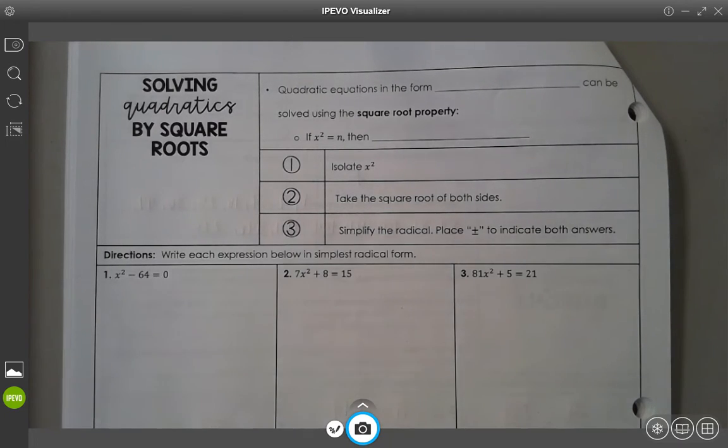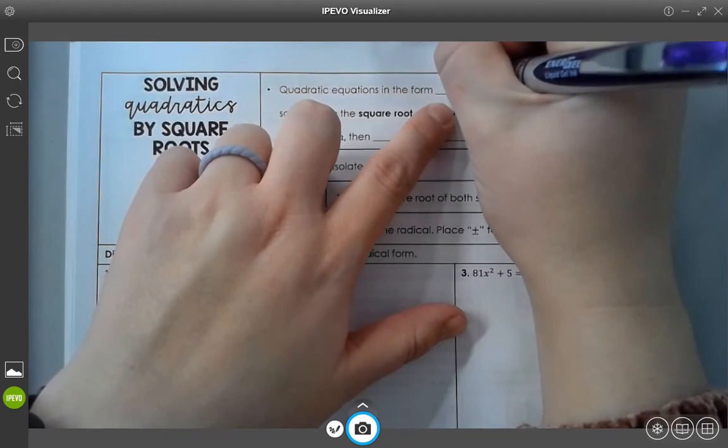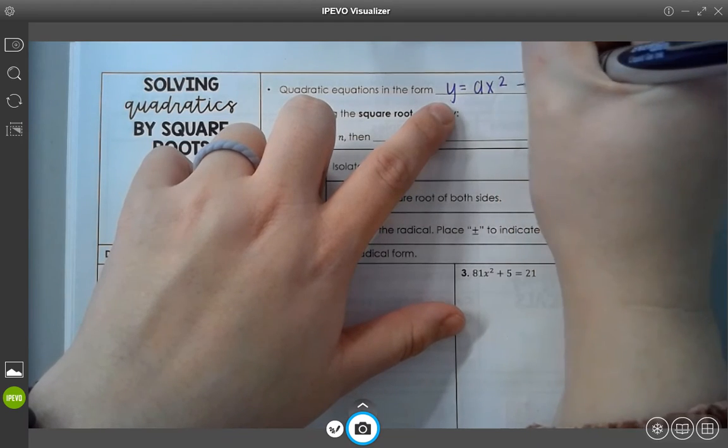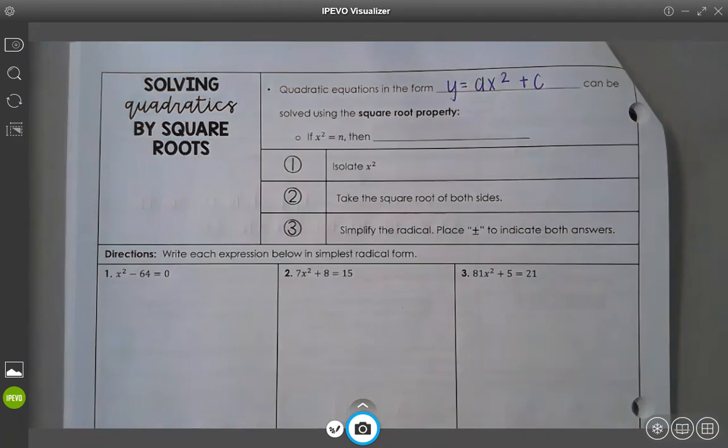So if I have a quadratic, a parabola, what we've been learning about, if it looks like this, y equals ax squared plus c. If there's no b, no plain x, we have an x squared and just a number, you can solve it like this. It's way better than factoring.